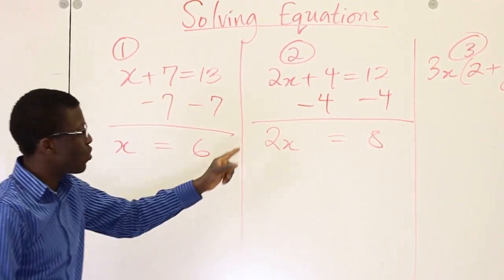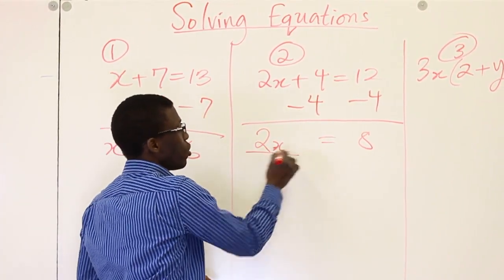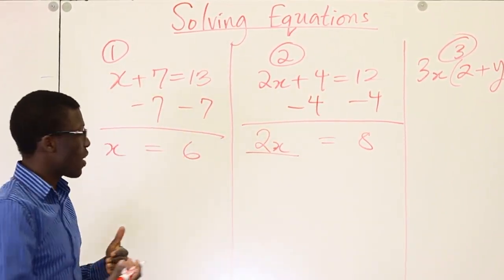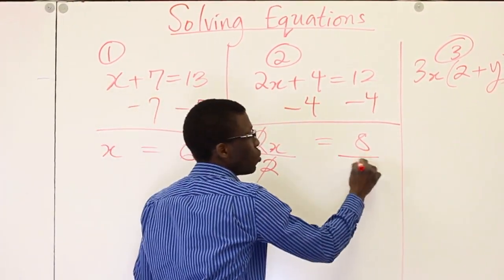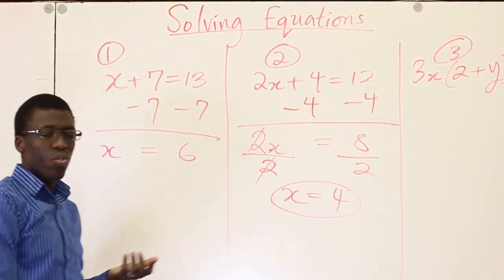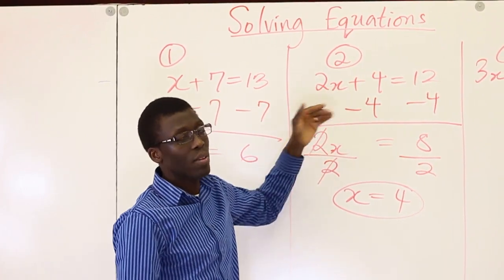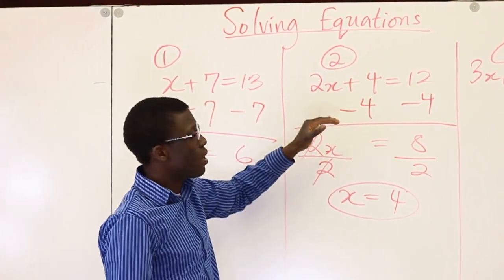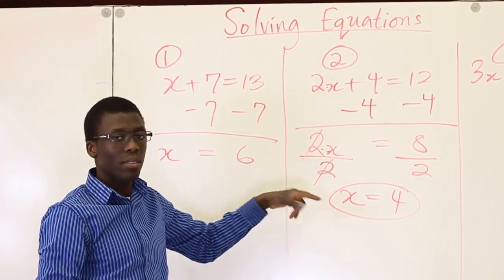But this time you still have something there. But how do you get rid of a 2? You use its multiplicative inverse, right? Or its reciprocal. Or you just divide by 2. But you have to do the same thing to the right side. And so x is equal to 4. Again, if you have an addition, you subtract. If you have a subtraction, you add. If you have a multiplication between a number and a variable, you divide.